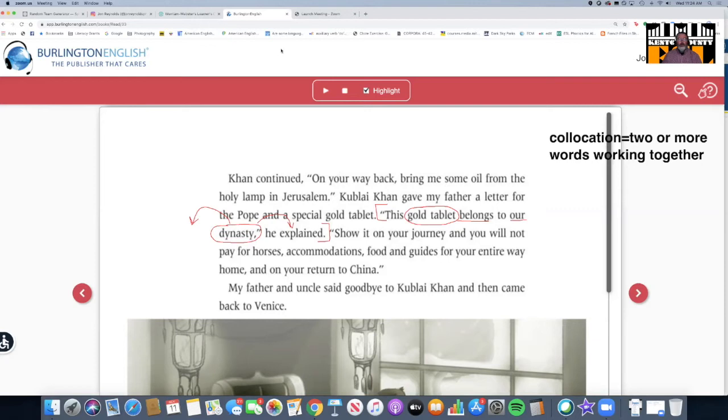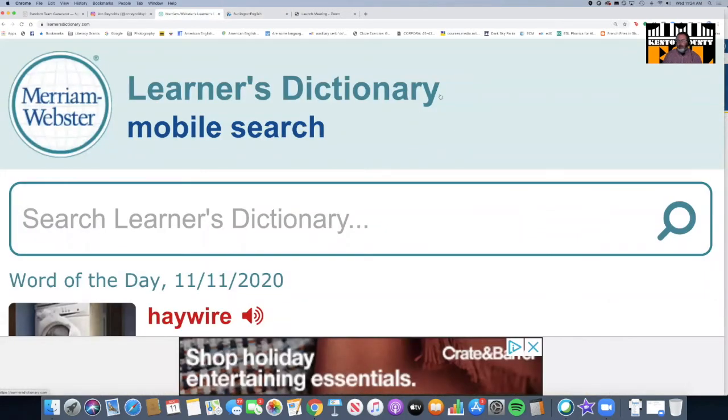So now I'm going to clear the screen. And now I'm going to switch to what's called the Learner's Dictionary. Now, I gave you in your email 3 different dictionaries that you can use. I like the Learner's Dictionary the most. I think it's the easiest and the best for us to use in our class. So let's try typing the word dynasty into the Learner's Dictionary, and let's see what information comes up.